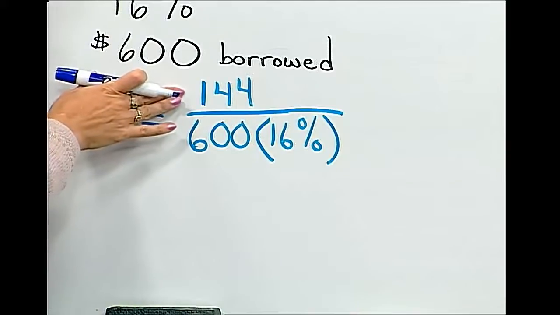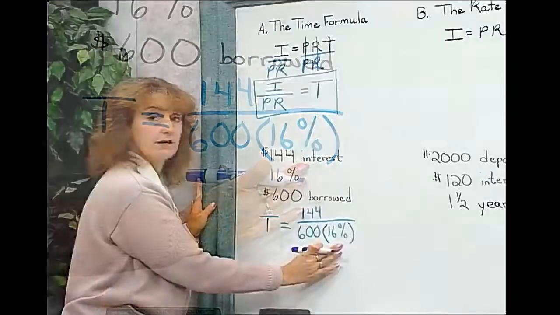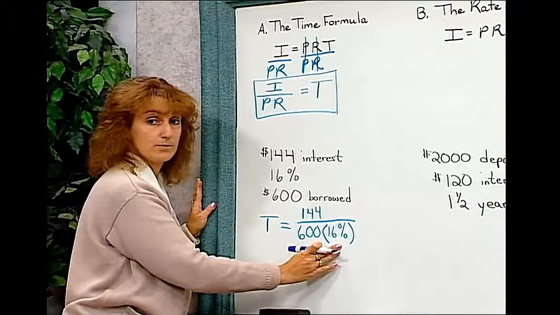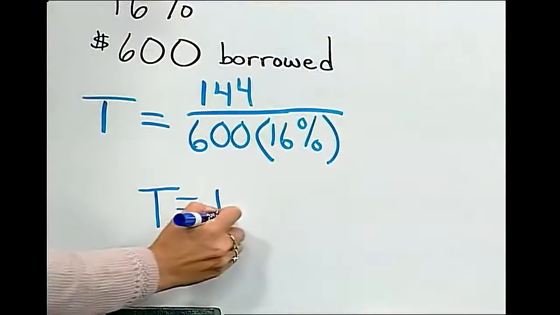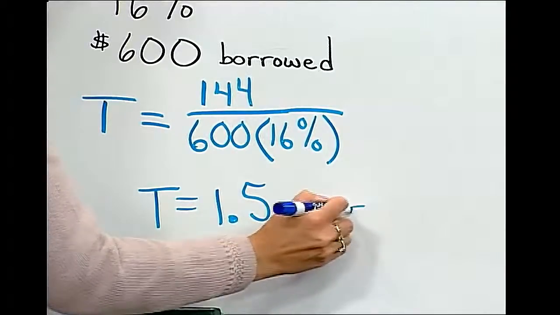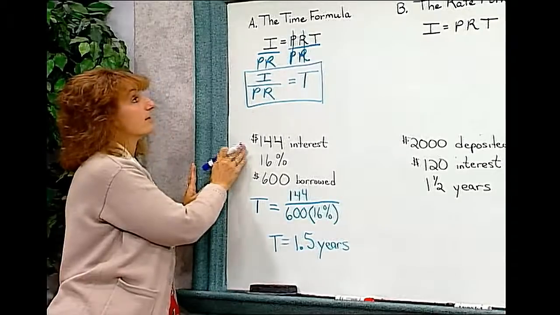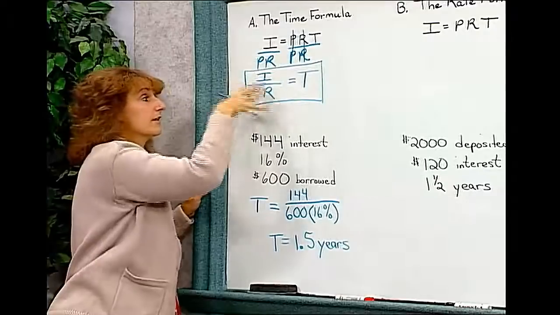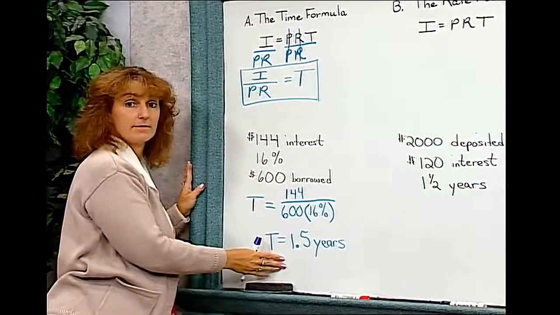Remember, this is 144 divided by these two multiplied. If you're using the calculator, you can use 16%. If not, use 0.16. Either way, your time will come out to be 1.5 years it took Joan to pay this money back. So it does not matter if you're looking for time, principal, rate, or interest. We can manipulate this formula for the way you'd like it. We have done that for time.